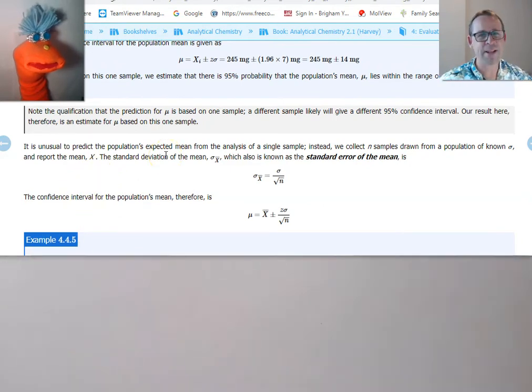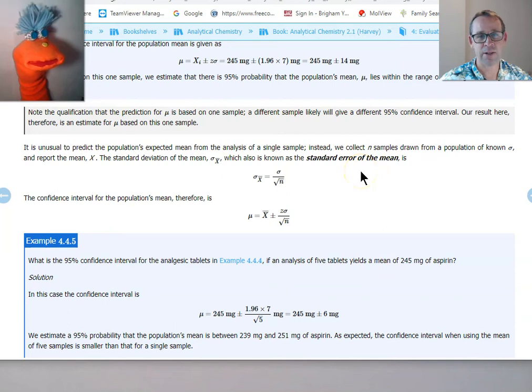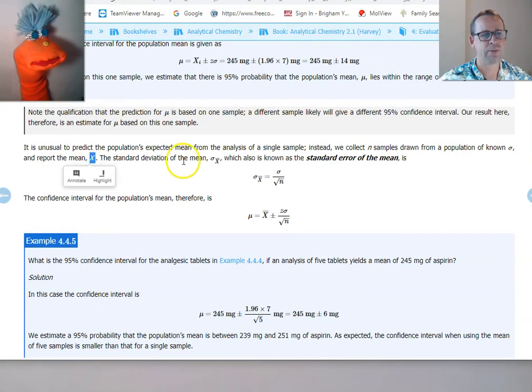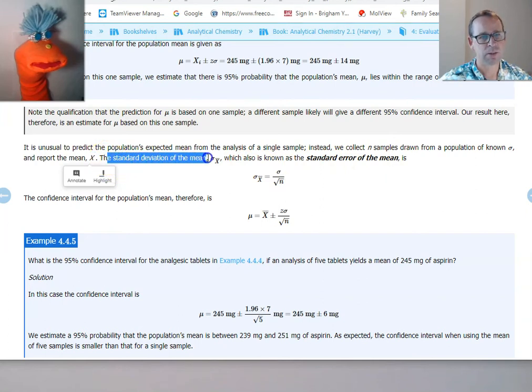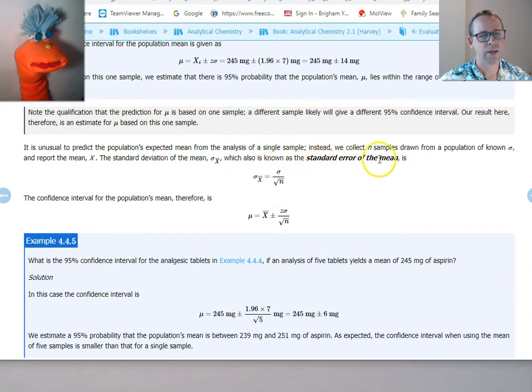Now this isn't normal. It's not normal to take a single sample and express the deviation, or the range, from that single sample. Usually what we do is we collect n samples from a population that has a known standard deviation and report the average, and then the standard deviation of the mean, which is known as the standard error of the mean, right?